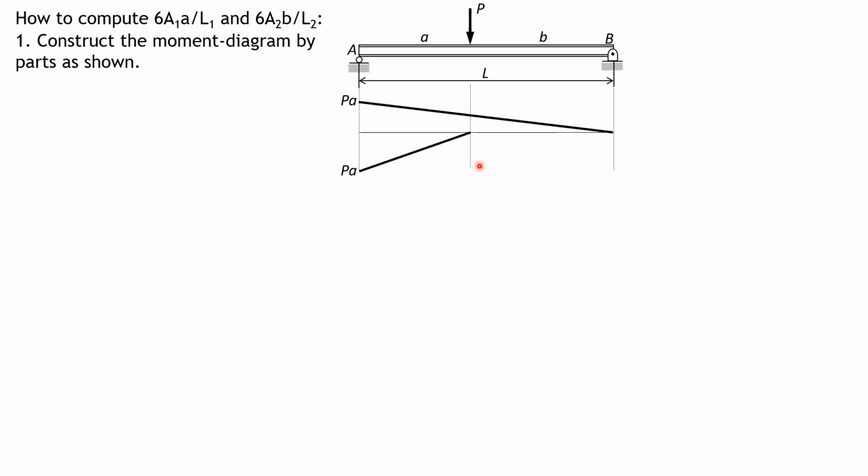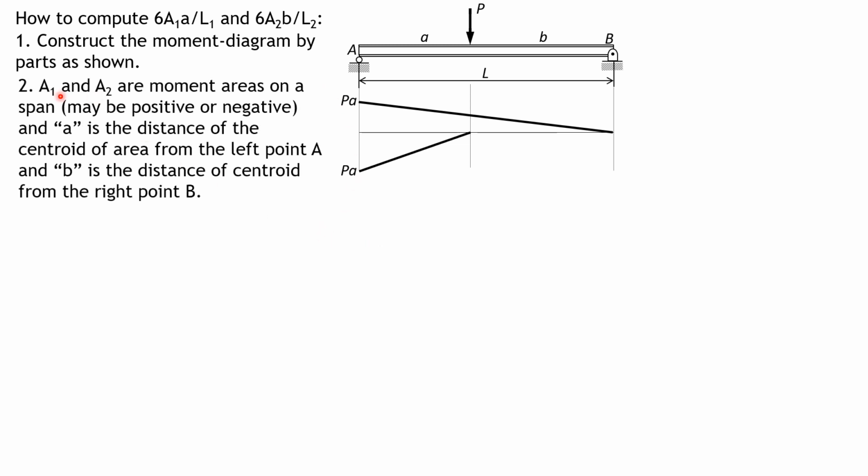So the technique is you don't need to compute the reactions. Whatever is the moment due to the load at one end, if it is negative, then the moment due to the reaction must be the same, and it is positive, as shown in the figure. Then take note that area 1 and area 2 are moment areas on a span, and these moment areas may be positive or negative. In this case, we have a positive area due to the reaction, and a negative area due to the moment of the loading. And A is the distance of the centroid of the area from the left point, and B is the distance of the centroid from the right point.